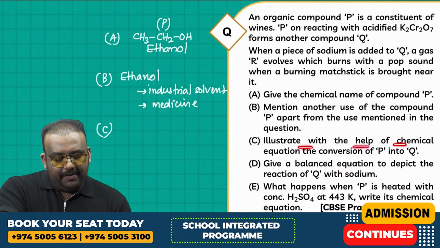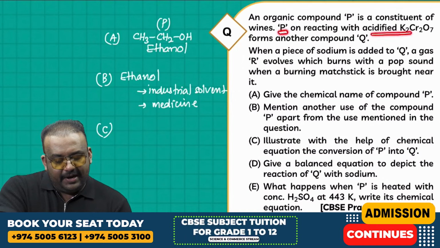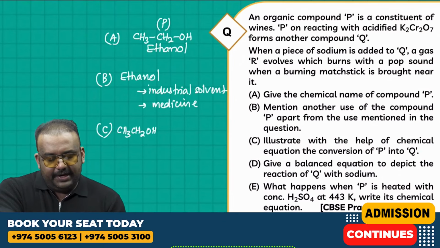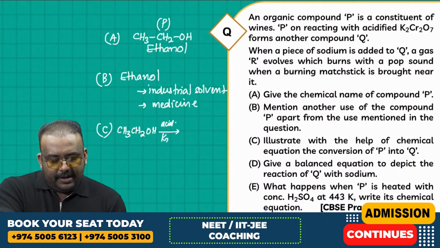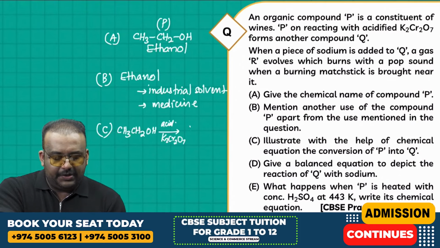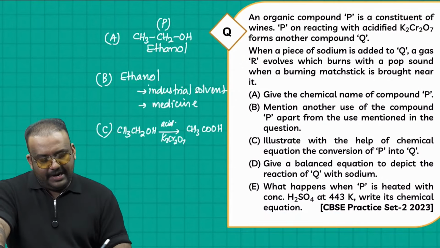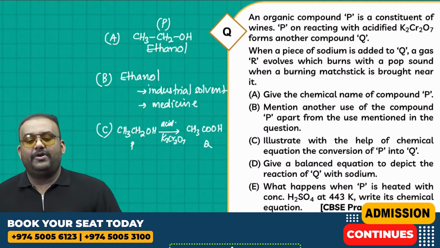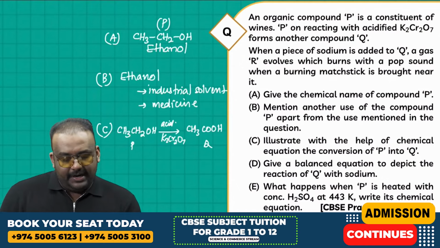Then, illustrate with the help of a chemical equation the conversion of P into Q. P is ethanol and we are treating it with acidified K2Cr2O7. So how can I write an equation for that? CH3CH2OH when treated with acidified K2Cr2O7, which is a strong oxidizing agent, gives acetic acid. So P getting converted into Q is like this. It is an example of an oxidation reaction. Again, something directly from the NCERT textbook.